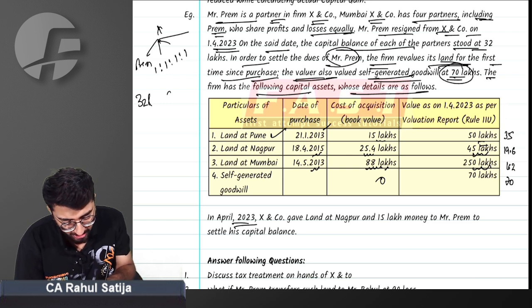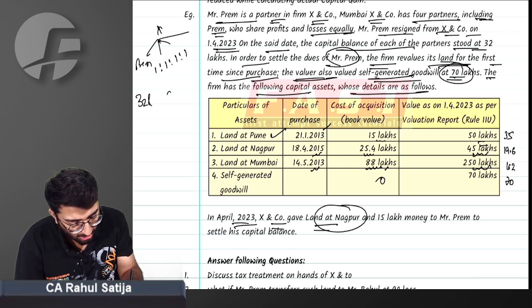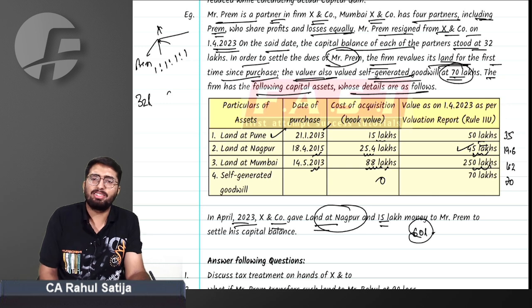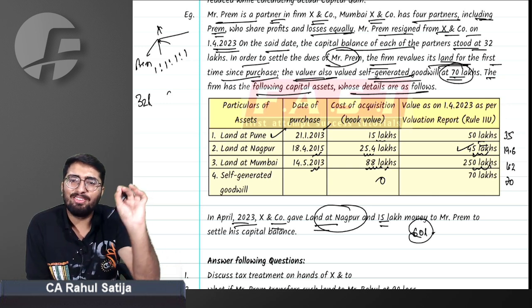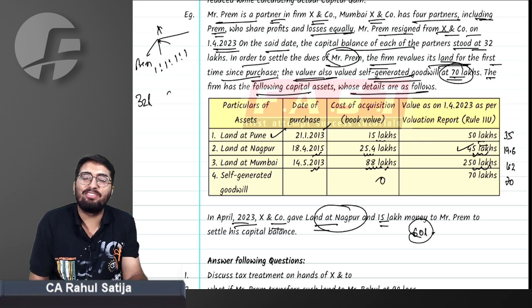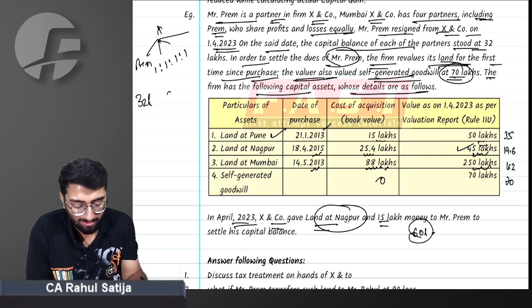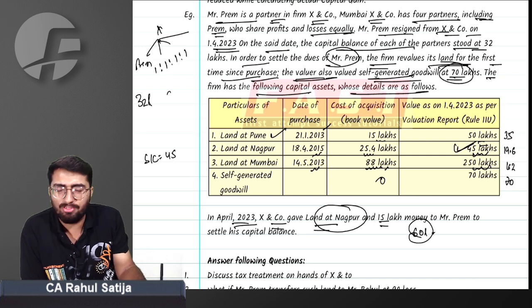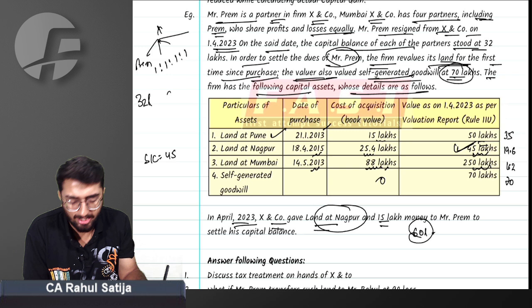On 1st April 2023, XN Company gave the Nagpur land, of 45 lakh, and 15 lakh, so 60 lakh rupees is given to Mr. Prem. Just assume if this land were given to an outsider, how much capital gain would have accrued? If this land would have been given to an outsider, how much capital gain would have accrued? Calculation: 45 lakh would have been the sales consideration if this land would have been sold to an outsider.